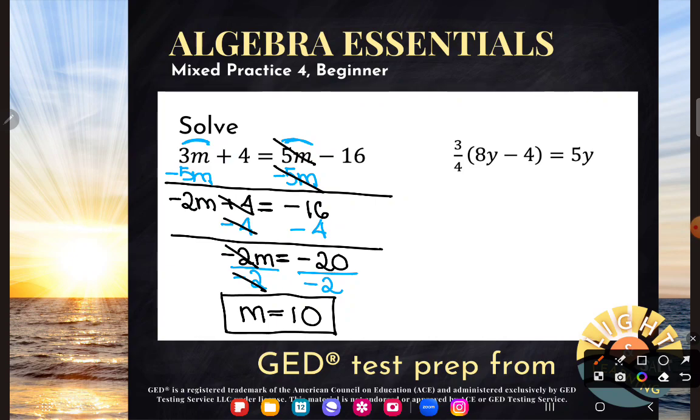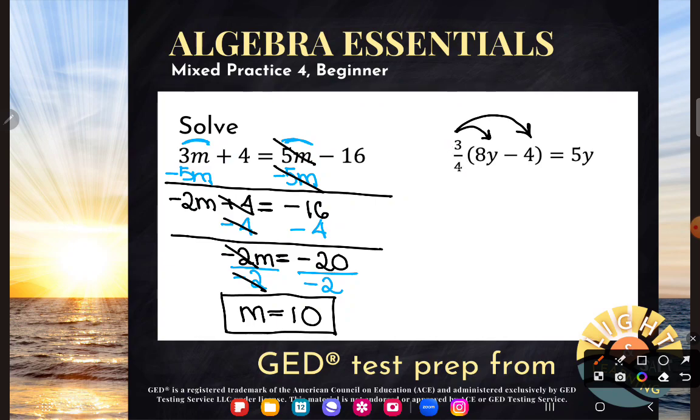Last one. 3/4 times the quantity of 8y minus 4 equals 5y. It's almost like I want you to be not freaked out by distributing fractions, huh? All right, we can do it. 3/4 is shoved up against the parentheses, you guys. We know how to distribute. No, it's not as intuitive for some students when it's a fraction, but that's okay. We can deal with it in our calculator. So if you need to do 3/4 times 8 in your calculator, feel free.